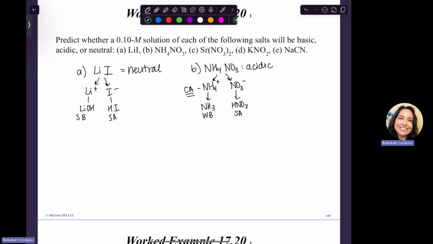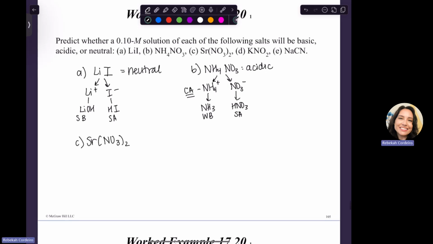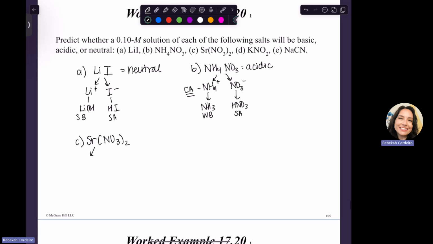I don't want you to worry about, oh no, this one we can do. This one we can do. Just the other two. So strontium nitrate. So strontium comes from strontium hydroxide, which is a strong base. And then nitrate comes from nitric acid, which again is a strong acid. So we have neutral.